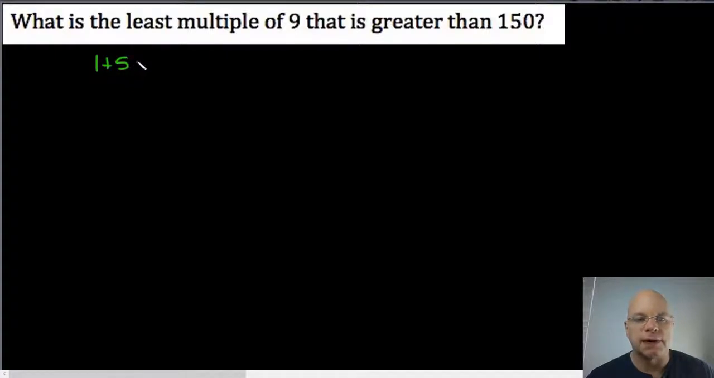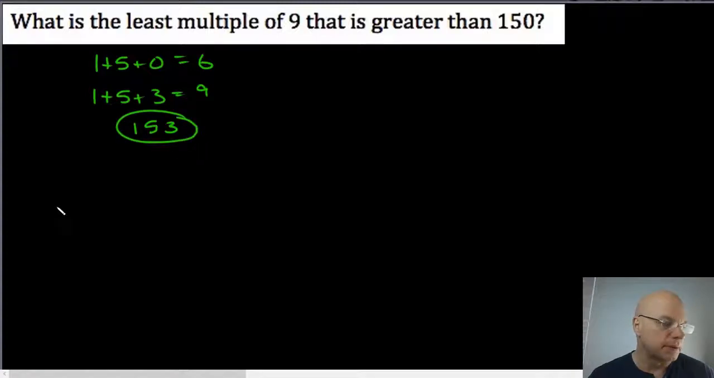150 is 1 plus 5 plus 0, which is a sum of 6. We need that sum to be 3 higher for it to be a multiple of 9. So 1 plus 5 plus 3 would be 9. So 153 is divisible by 9. There's other ways to do that problem, but that's the easiest way.